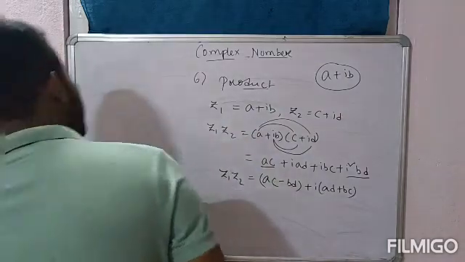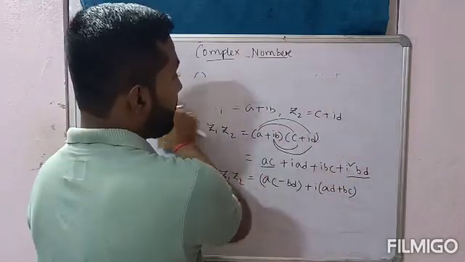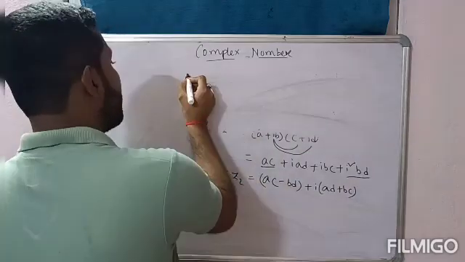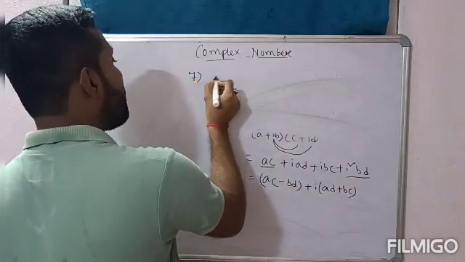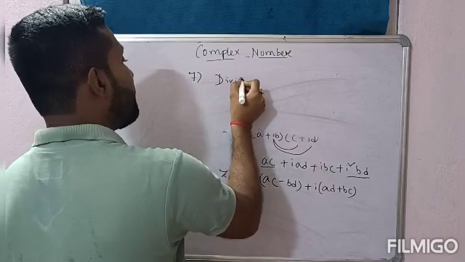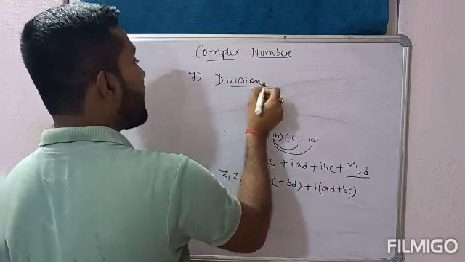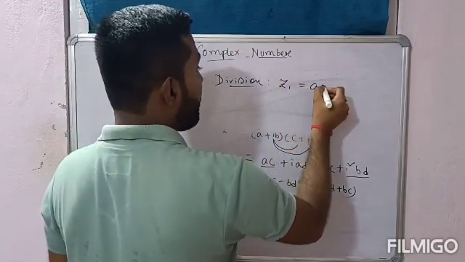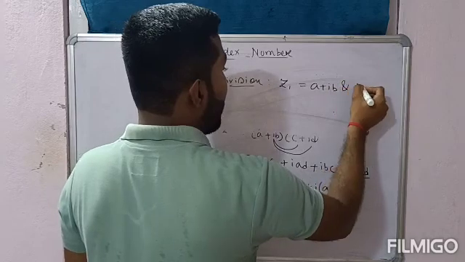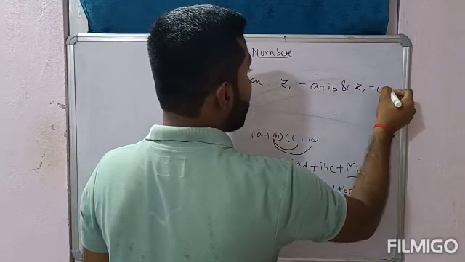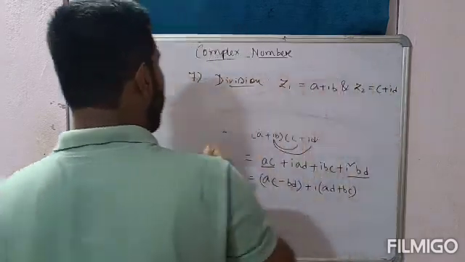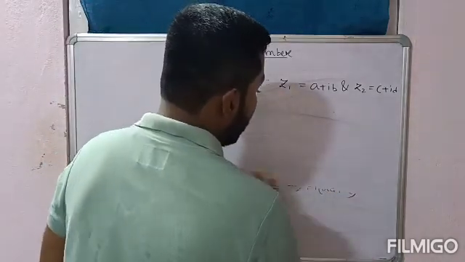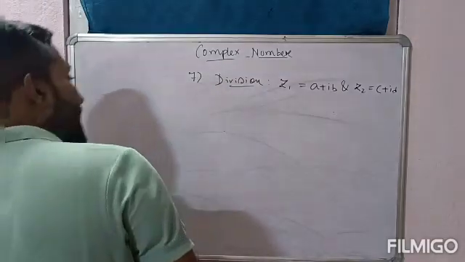Next will come the quotient of two complex numbers, number 7, or division of two complex numbers. Same statement: say z1 is equal to a plus ib and z2 is equal to c plus id be the two complex numbers.